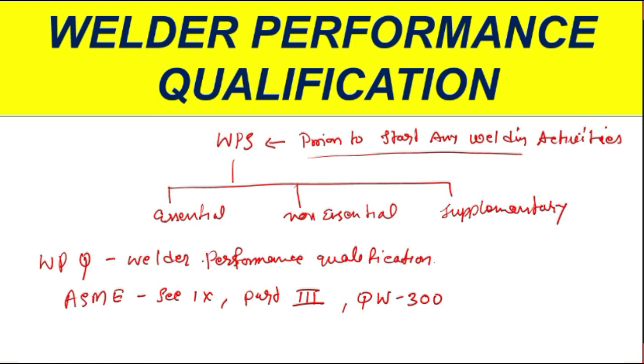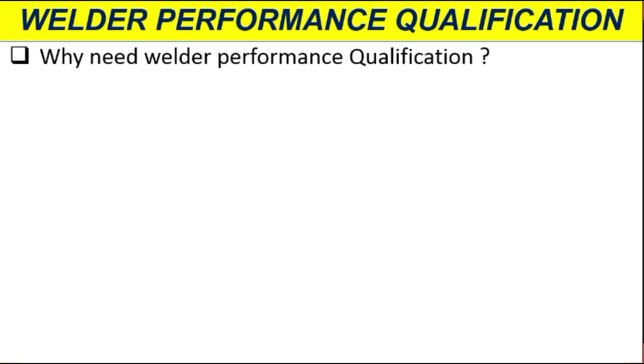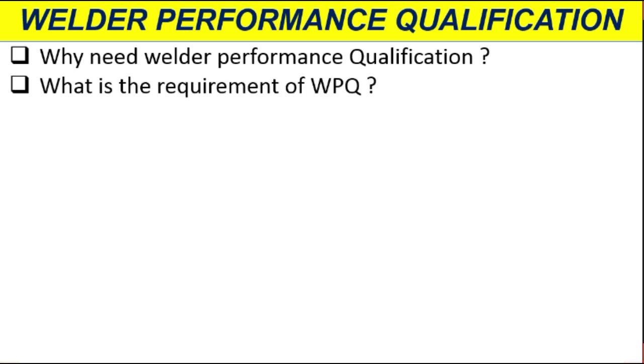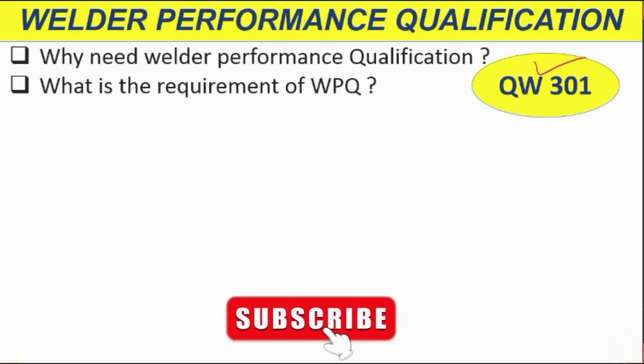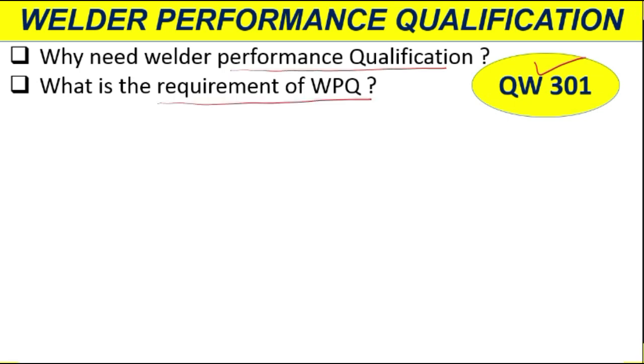Now we will discuss one by one the requirements of WPQ, like essential variables, type of test, qualification and limits. So let's start. The first question in welder performance qualification is why we need it, which we will discuss today, and what the requirements of WPQ are. These two topics are very important. You can find all these requirements in QW301. In QW301 you can see why we need the performance qualification and what the requirements of WPQ are. One by one I will discuss all these details.